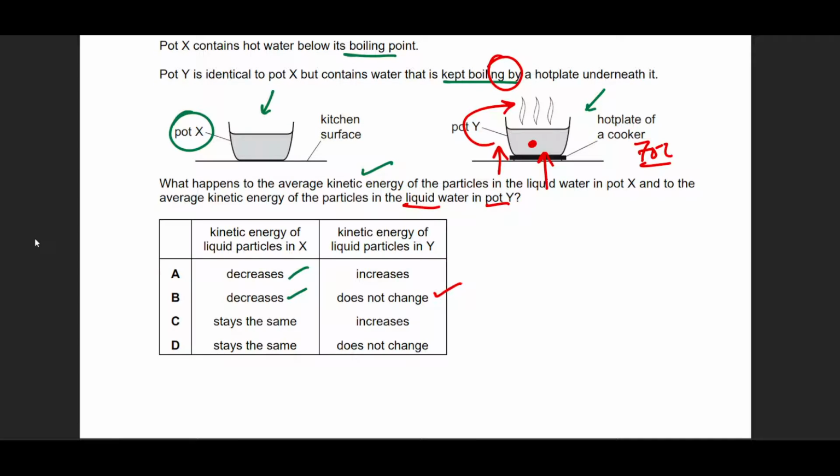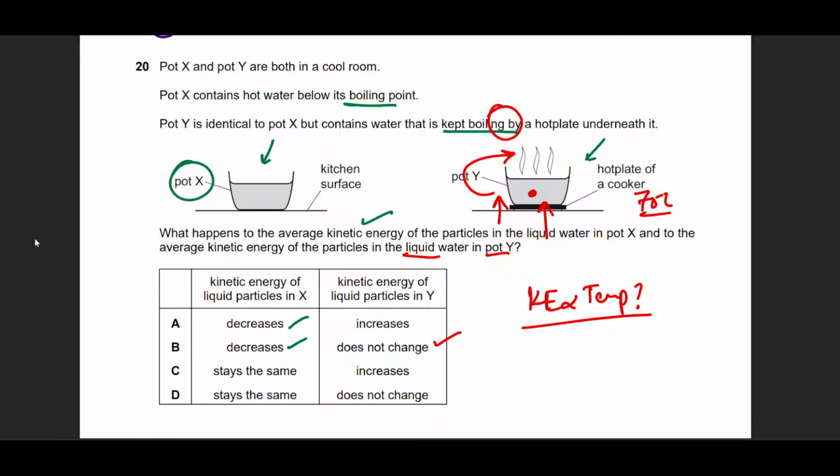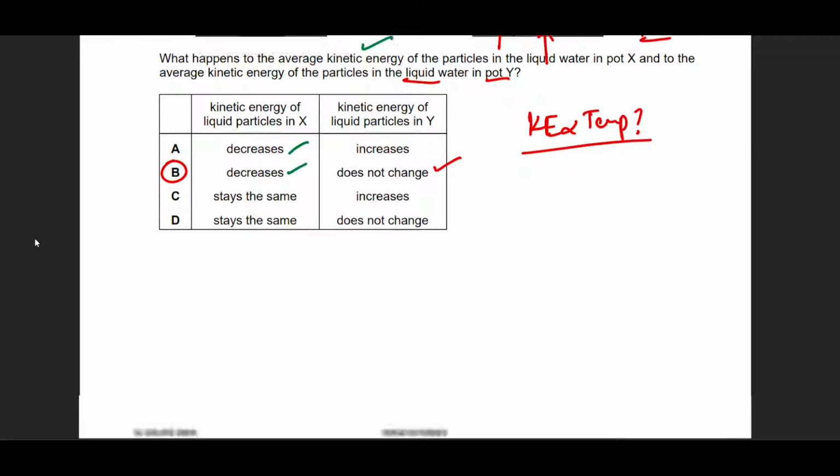You keep on providing energy, the temperature does not change, and hence the kinetic energy does not change, because kinetic energy simply makes this binary decision: is the temperature changing? If it's not changing, then the kinetic energy is not changing. Plain and simple, no questions asked. So this will be 20B.